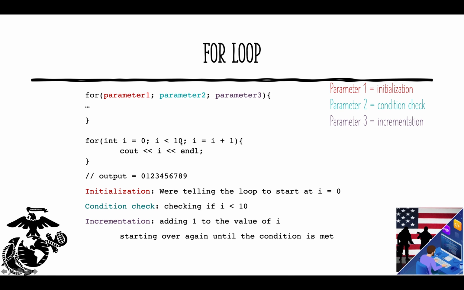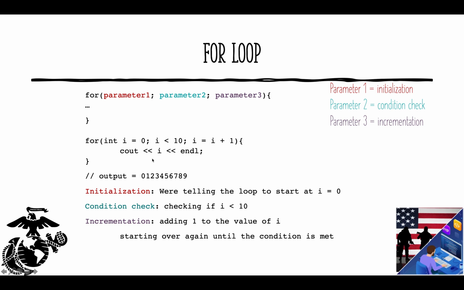As long as this condition is true, it will execute the block of code. And that condition is our parameter 2, which is our condition check. As long as this returns the statement of true and not false, it will execute the block of code. When this returns the value of false, we break out of our for loop and you do all the code that follows our for loop. And then lastly, we have our incrementation.